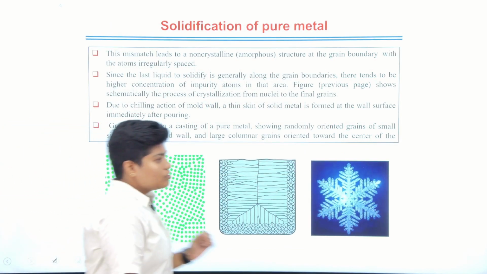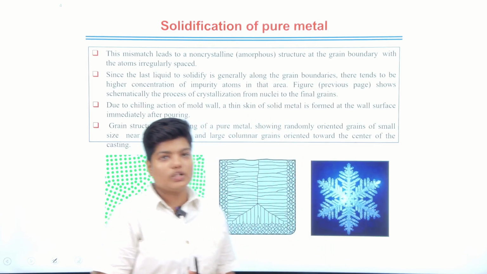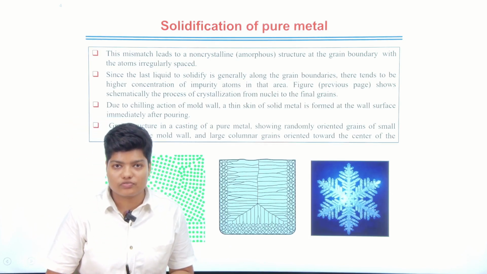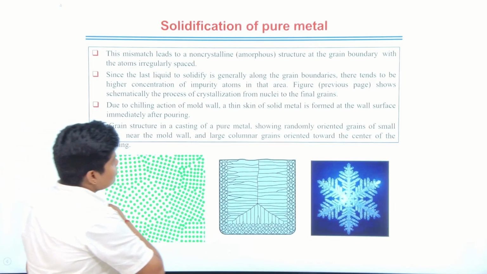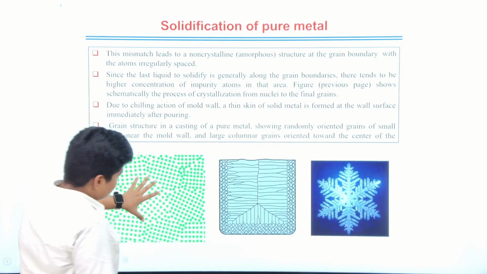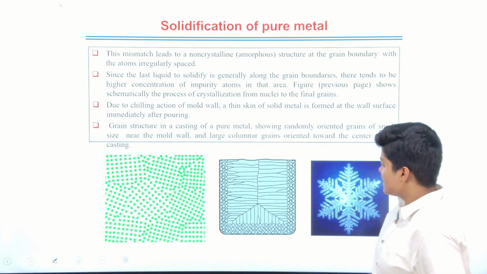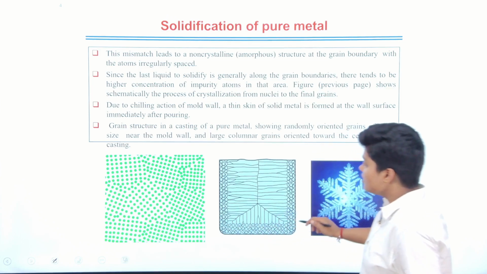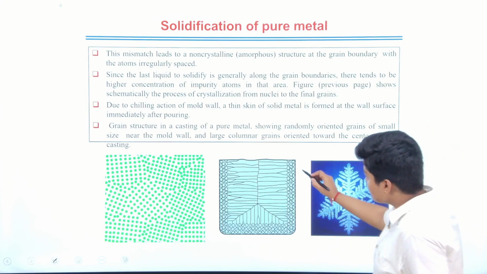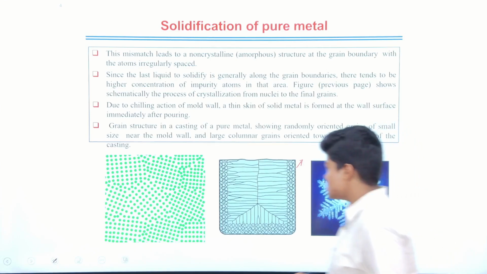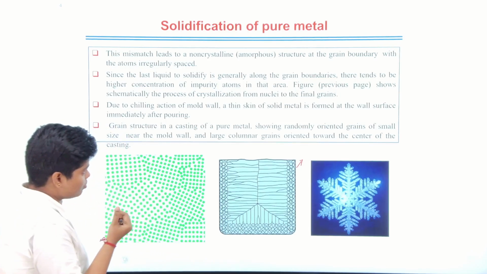So due to the mismatch orientation or mismatch three-dimensional formation of solids, we'll get non-crystalline or amorphous metal. Okay, structure. So what happens? This is the liquid. This is what I have said in the earlier slide. If you are taking some mold wall and pouring some liquid metal, what happens? At that time, at the surface of the mold, the liquid metal starts to form the thin surface of pure metal.